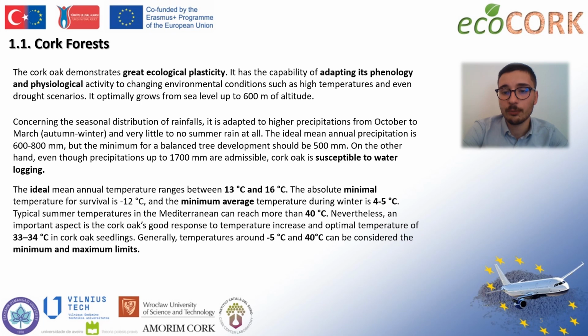The best average annual temperature is between 13 to 16 degrees Celsius. Winter has an average low temperature of 4 to 5 degrees Celsius. Still, it's important that cork oaks respond well to rising temperatures, and the best temperature for cork oak seedlings is 33 to 34 degrees Celsius. Most of the time, the minimum and maximum temperatures are around -5 and 40 degrees Celsius, respectively.